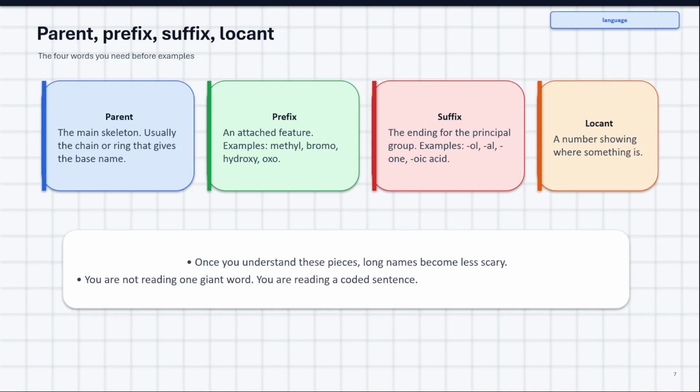These 4 words are the basic language of nomenclature. The parent is the main skeleton. It is usually the main chain or ring that gives the base name, like butane, hexane, cyclohexane, or benzene. A prefix is something attached to the parent, like methyl, bromo, hydroxy, or oxo. The suffix is the ending that usually shows the main functional group, like -ol for alcohol, -al for aldehyde, -one for ketone, or -oic acid for carboxylic acid. A locant is a number that tells us where something is. So when you see a long name, do not panic. Break it into parent, prefixes, suffix, and locants.